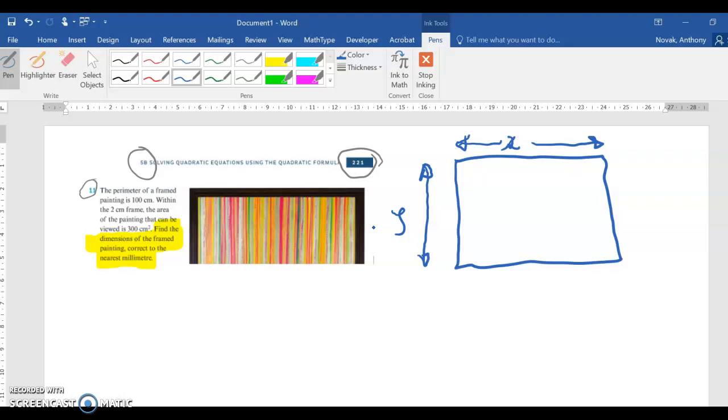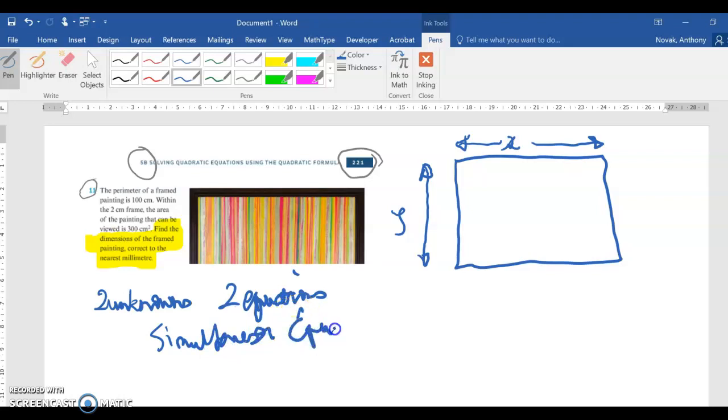And by now you should know that when we have two unknowns, we need two equations. And because we have two equations, we need to know how to do what's called simultaneous equations. And in the previous topic on linear equations, we learned how to do simultaneous equation solving. So there we go. Now, can you see the two equations in there?